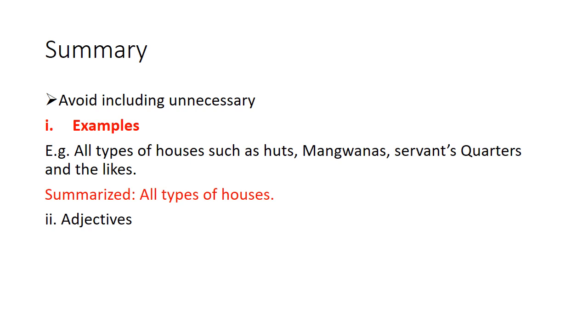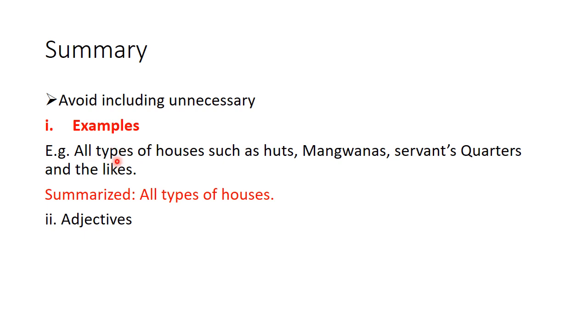Now these are some of the unnecessary things you should not be including. One, examples. Here is the scenario. If the question says, write about all the cultural features that need to be destroyed in Zambia. Cultural features are things like houses, churches, business buildings, and the likes. So write about all the cultural features that need to be destroyed in Zambia.